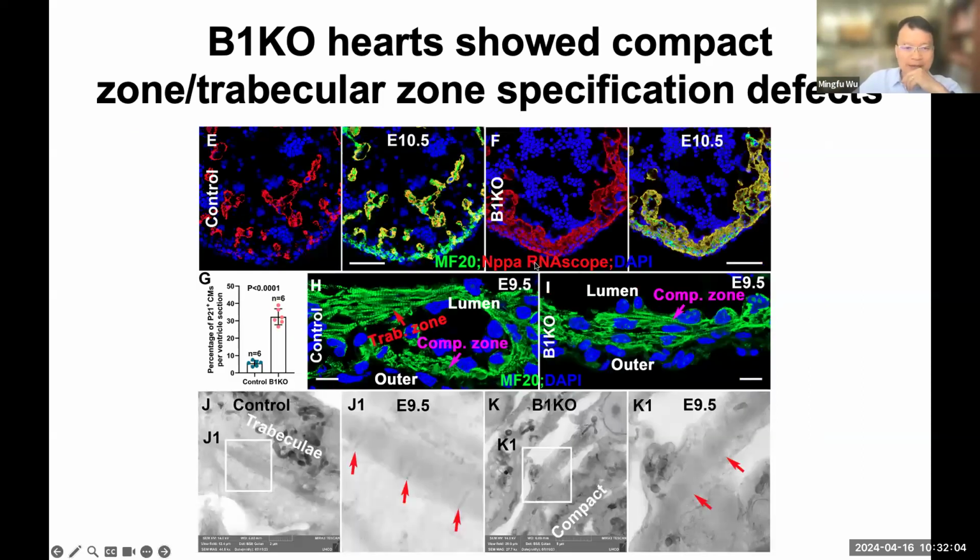And we used MPBA, an iron scope. MPBA again is a marker for trabecular cardiomyocytes. It's enriched in the trabecular cardiomyocytes. But in the knockout, you can see it's expressed in both the trabecular and the compact zone here.